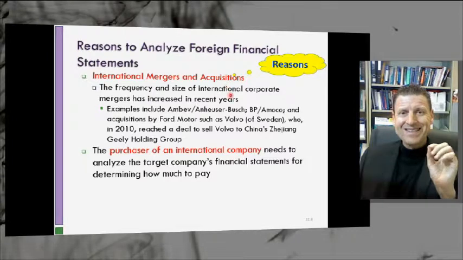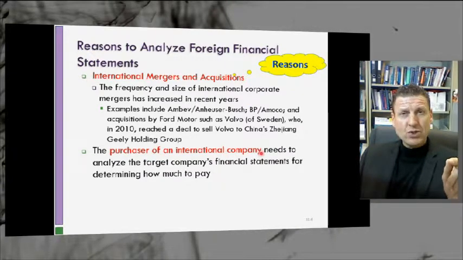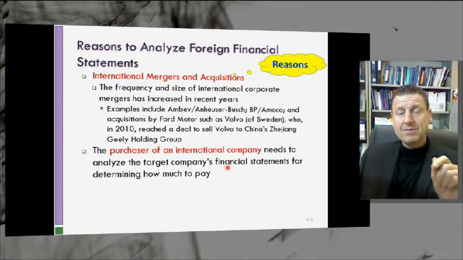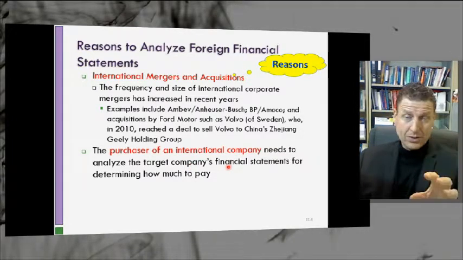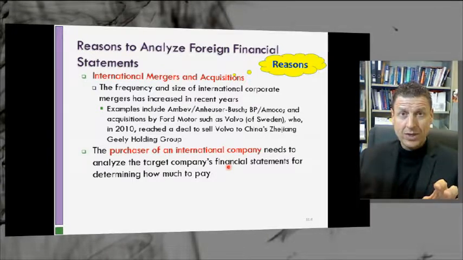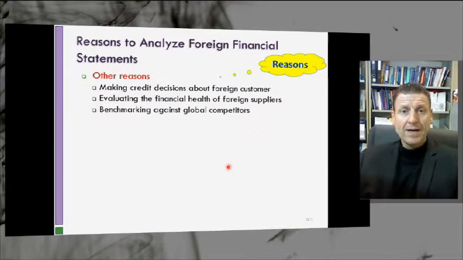Okay, all right. So the frequency and size of international commercial mergers has increased in recent years. There's so many of them these days compared to 10, 20 years ago. The purchaser of an international company needs to analyze the target company's financial statements for determining how much to pay. So there's a really key reason here that we need to really understand what is the meaning behind a foreign financial statement in terms of standards vis-a-vis your own standards in your home country, so you can do a proper comparison here.